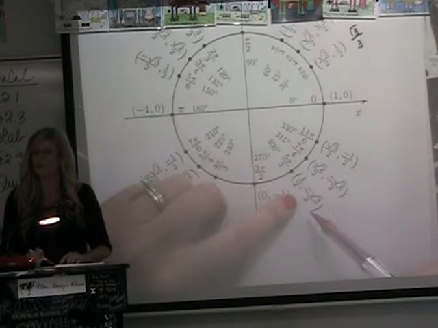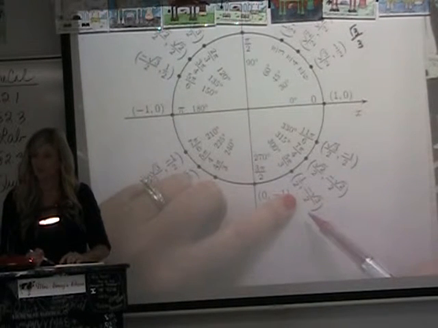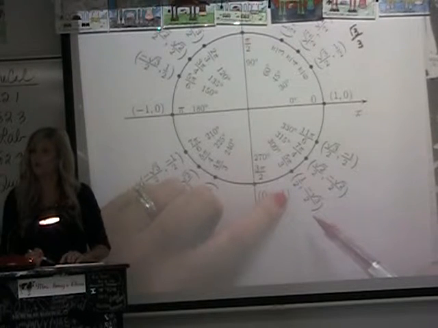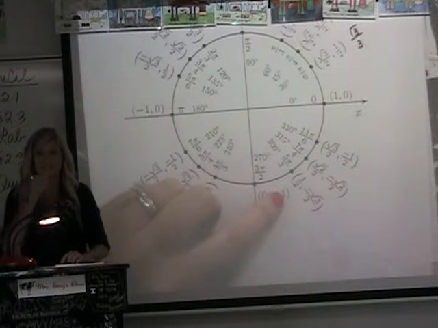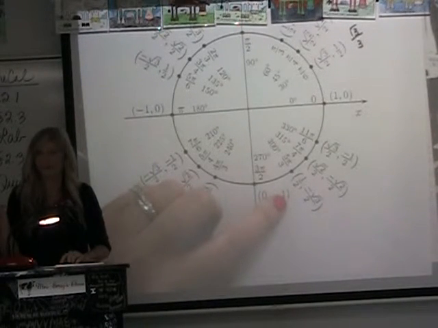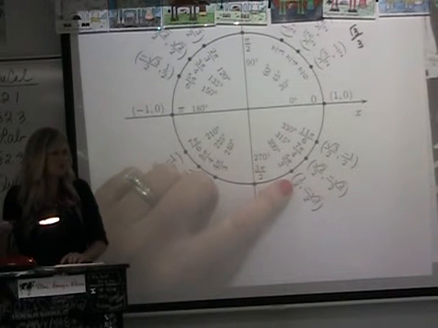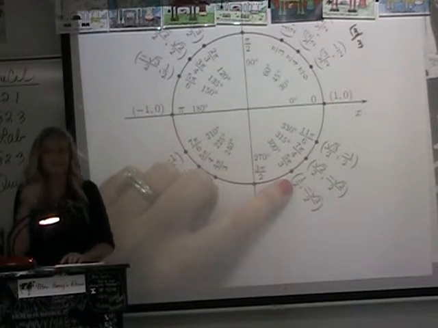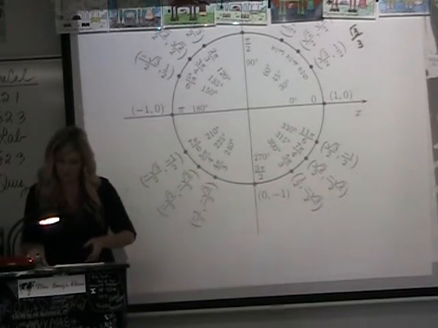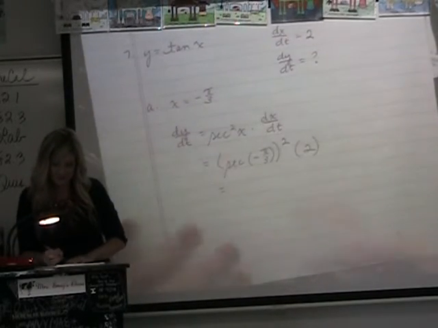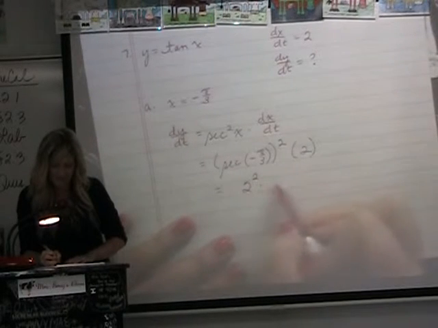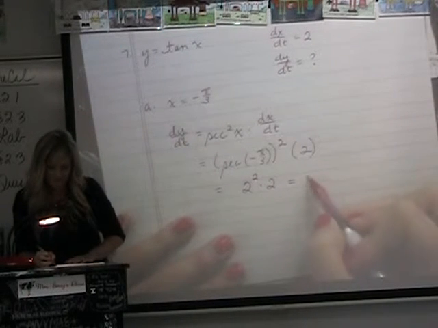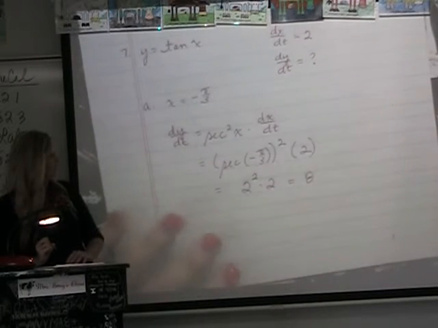So what's secant of that value? It's 1 over 1/2, because it's the reciprocal of cosine. That just means to flip the x coordinate, which is going to be 2. 1 divided by half is just 2. So my secant value is 2 there. So I have 2 squared times 2, which gives me 8 for part A.